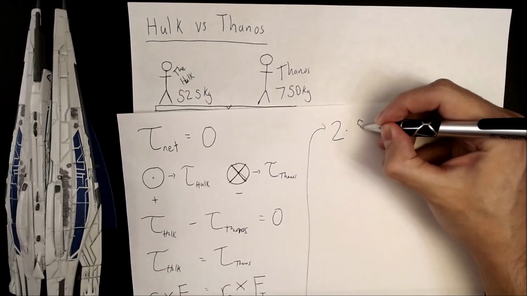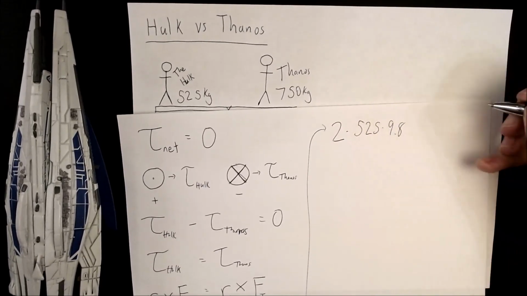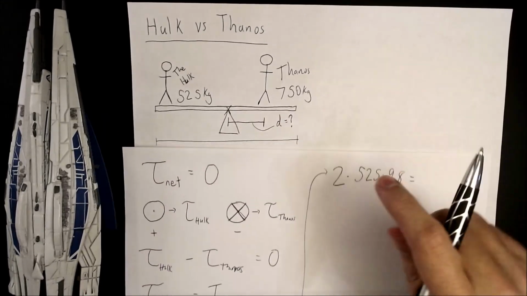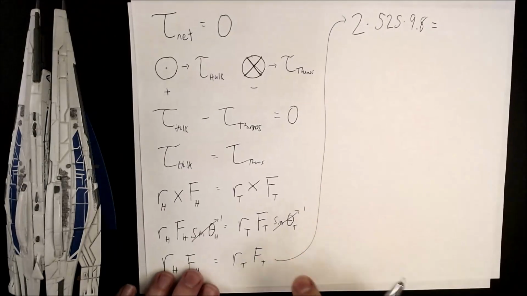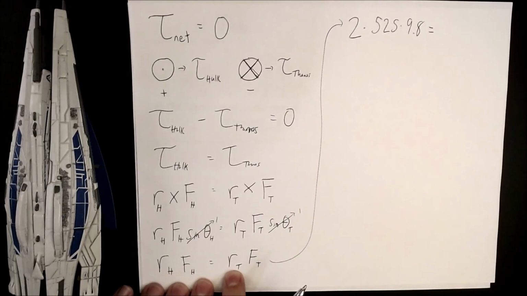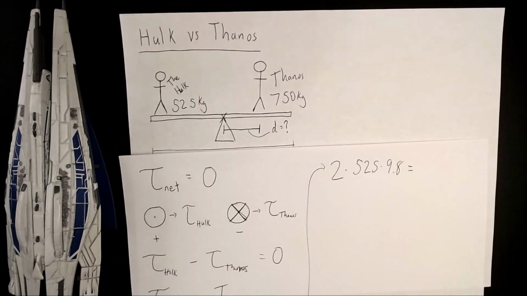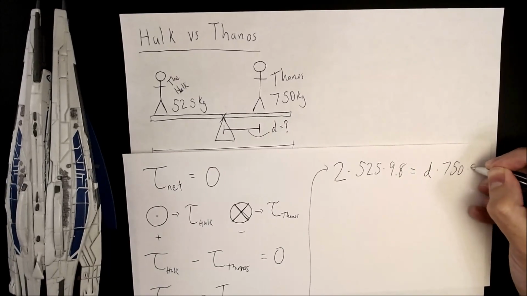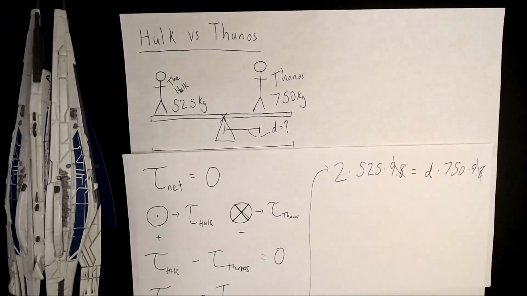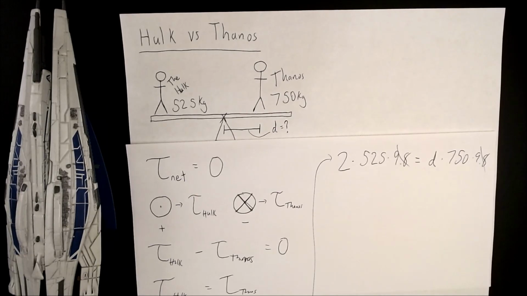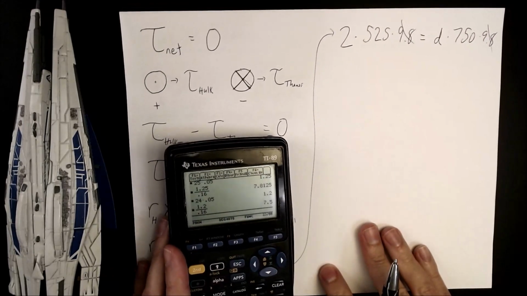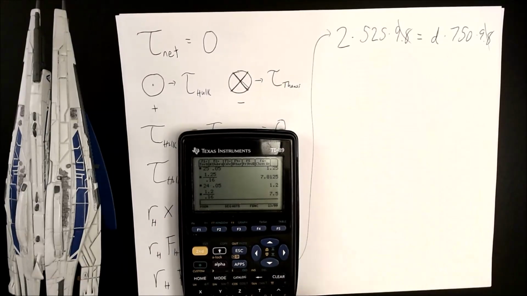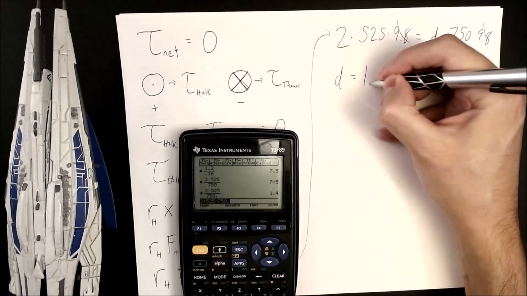So the mass, 525, times 9.8, that part is still true. That's equal to some unknown distance, the radius of Thanos, some unknown distance to the center of rotation, times the force of Thanos. Well, radius unknown times force, 750 times 9.8. Well, our 9.8s cancel. That's nice. Now we need to figure out what that distance is. We can do that fairly easily. We just need to take 2 times 525 divided by 750. And that gets us a decimal. D is equal to 1.4.